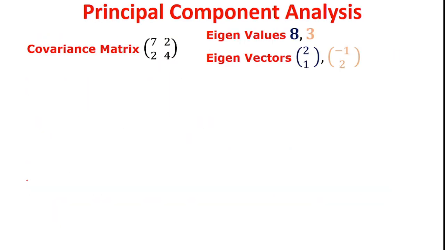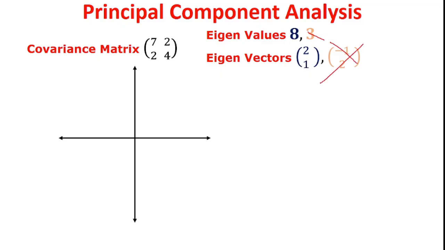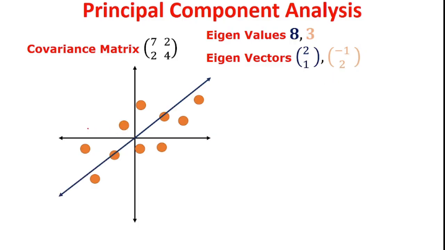For the same example, we considered the matrix 7, 2 and 2, 4, the eigenvalues are 8 and 3, and the eigenvectors are 2, 1 and minus 1 comma 2. The eigenvalue 3 with eigenvector minus 1 comma 2 is the least one, so we are going to omit that. Consider the axes, and this was your data, and this line is the eigenvalue of 8, and this line indicates the eigenvalue of 3. Which is higher? 8 is higher, so we are going to omit the 3, and extend the eigenvalue 8 line. So we will get it like this.